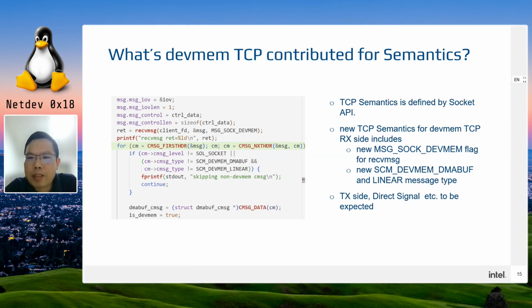For the Linux one, if you look at the picture on the left side, you can see that device memory TCP mostly added a new flag for the receive message function, and also added a few message types. And as we discussed, the TX-side direct signal we will do in the future.